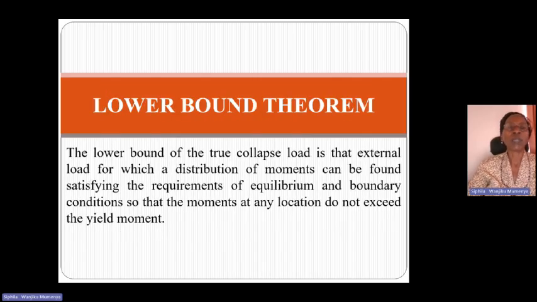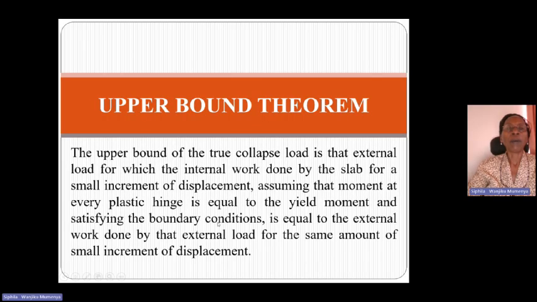What is the lower bound theorem? The lower bound of the true collapse load is that external load for which a distribution of moments can be found, satisfying the requirements of equilibrium and boundary conditions so that the moments at any location do not exceed the yield moment. What about the upper bound theorem?